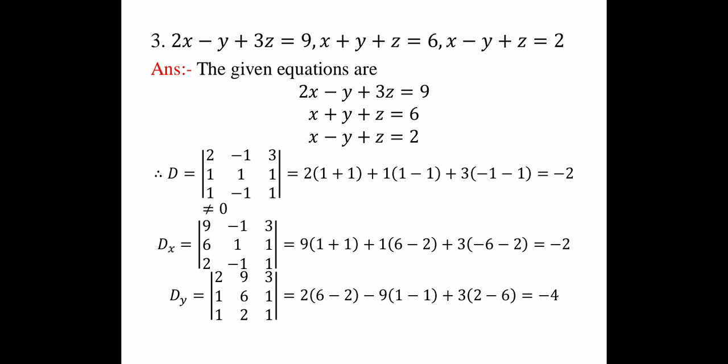After solving this we get minus 2. Okay, next we find out dy. For dy, that means replace y by 9, 6, 2, that is the determinant 2, 9, 3, 1, 6, 1, 1, 2, 1. Find out its determinant, we get the value dy is equal to minus 4.